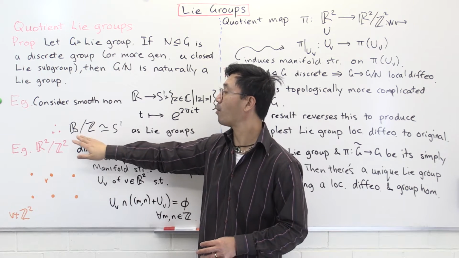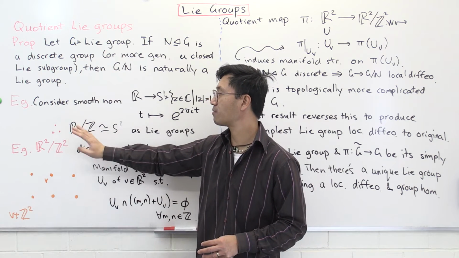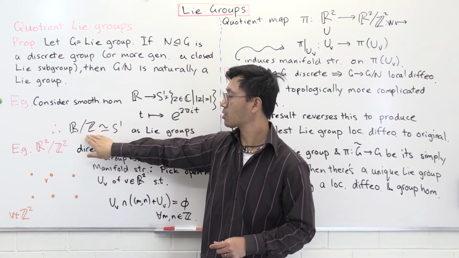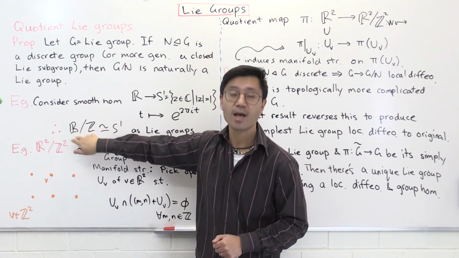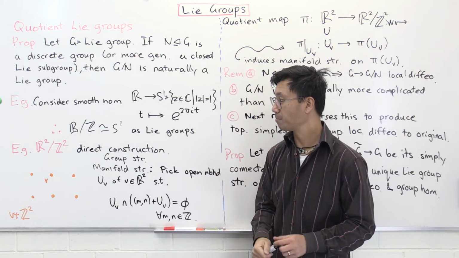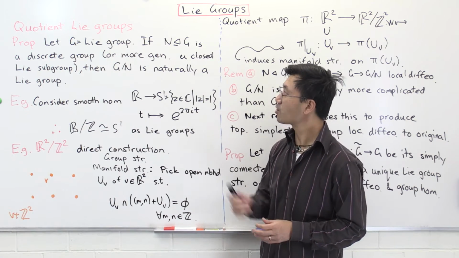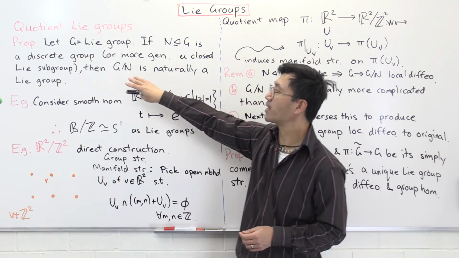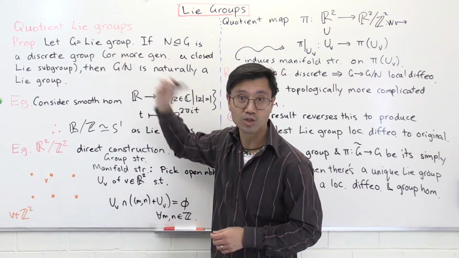Okay, so this is an example where we have a normal subgroup. In fact, this is commutative, so all subgroups are normal, but this is also discrete inside here. You can form this quotient, and this quotient happens to be something that we've seen before, S1. Okay, so that's all very well and good, but I want to give you an indication of why there is a manifold structure on here.